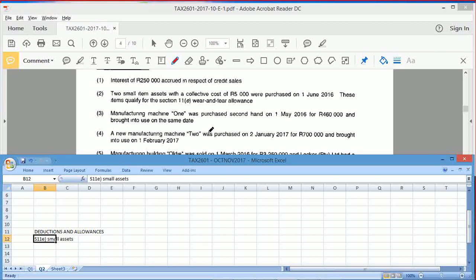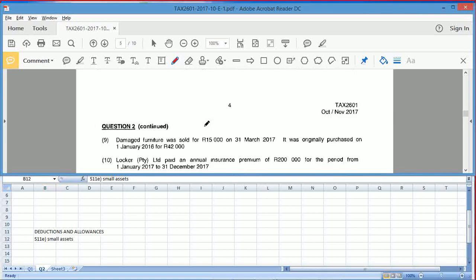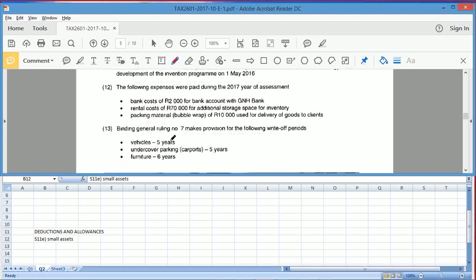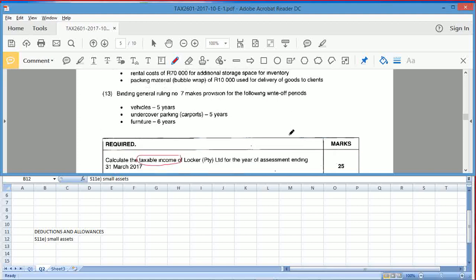But if you don't want to, then you can go back and apply all the theory. Then obviously we're looking at, is this manufacturing or not? No, it didn't say it was manufacturing. I assumed it isn't. Yeah, but then they tell you that there were two small items that were bought for 5,000. They qualify for section 11E. So go to section 11E, it'll be at the bottom here somewhere. Here it is. Vehicles, undercover parking, furniture. So, what did we buy? Two small items. Where would you put that? Probably under furniture, I guess.